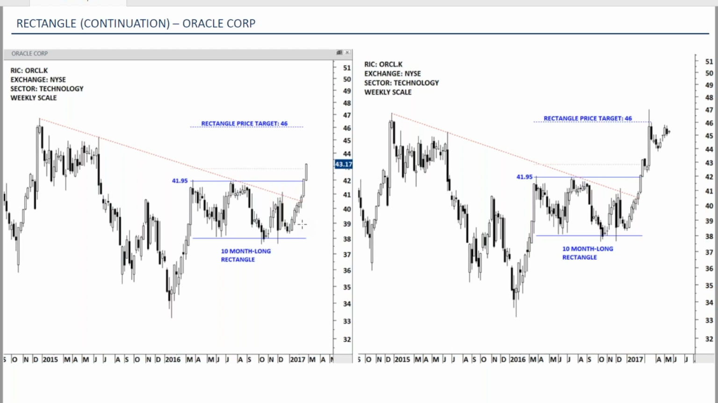and we definitely send out an alert on these type of situations that TechCharts followers read on the watch list, but here is the breakout that is taking place. So the rectangle chart pattern price target was around 46, and the price reached there in a couple of weeks.